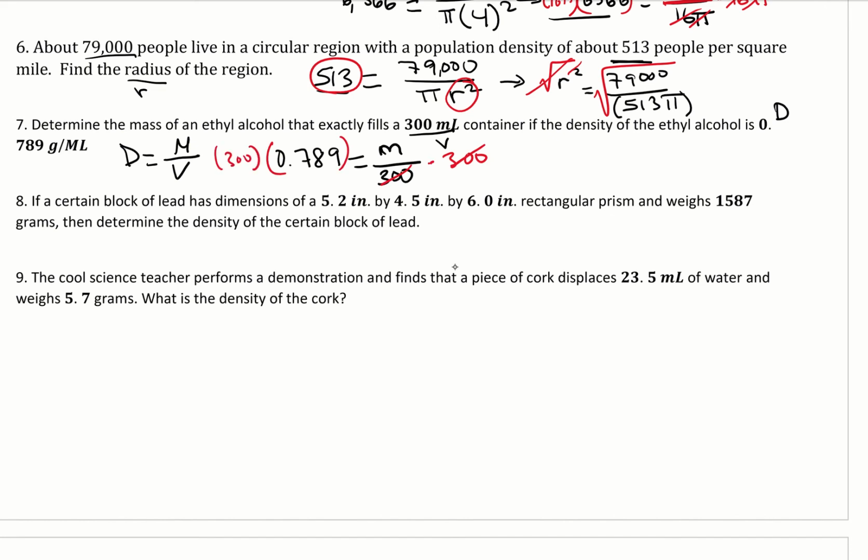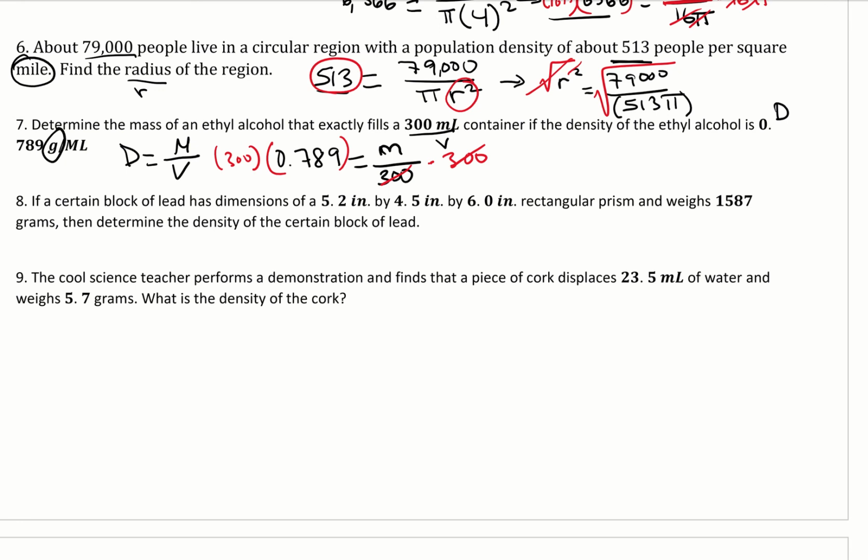And I'll leave it to you guys to calculate that mass. Do 300 times 0.789. The units for that are going to be in grams, so the answer is going to be in grams. The units for number 6 is going to be in miles because we're talking about people per square mile.